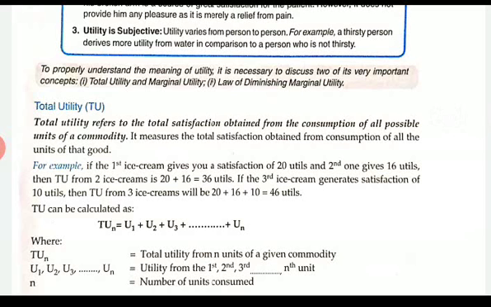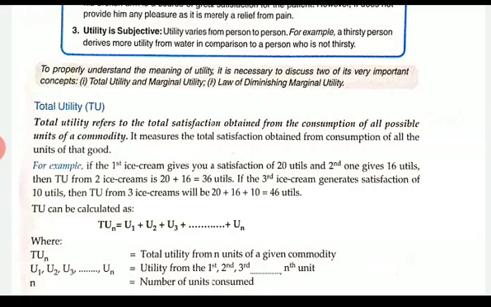For example, you are consuming ice cream. The first ice cream gives you satisfaction of 20 utils. The second ice cream gives 16 utils. Then the total utility that we get from the two ice creams, first unit and second unit, is 20 plus 16 equals 36 utils. If the third ice cream generates satisfaction of 10 utils, then the total utility will be 20 plus 16 plus 10. So it is the overall satisfaction that we get by consumption of all possible units of a particular commodity.